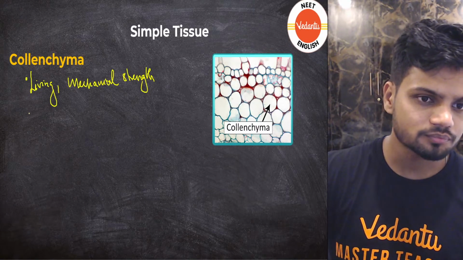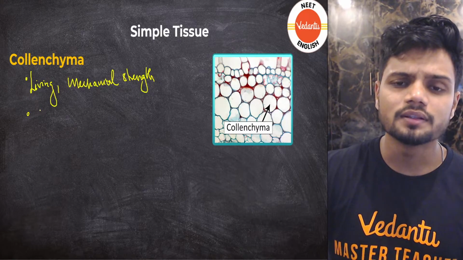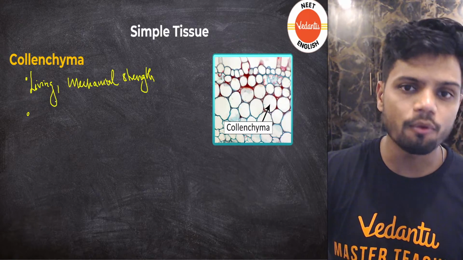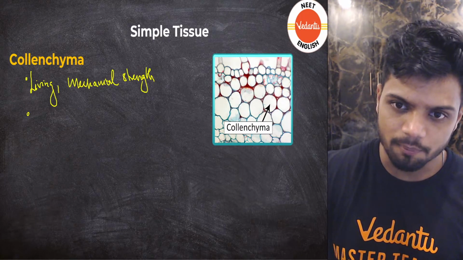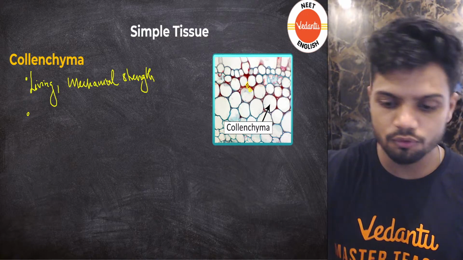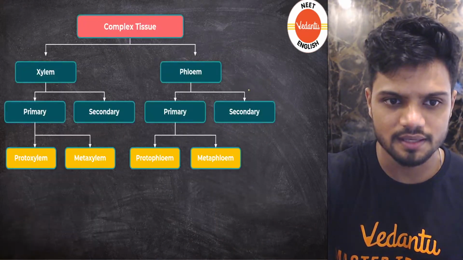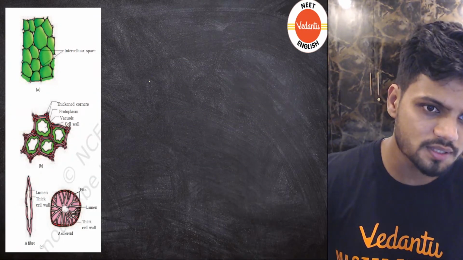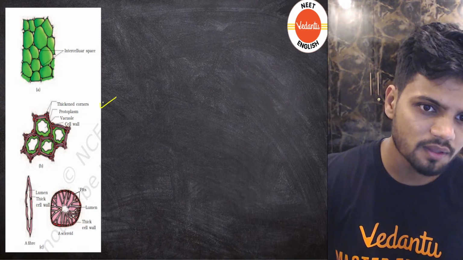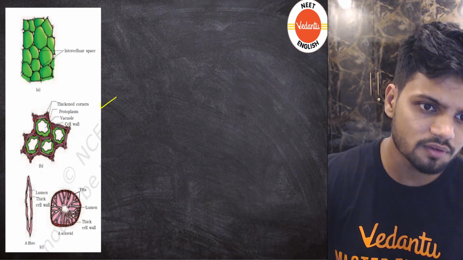Now, in the case of collenchyma, there are depositions at the sides. Can you see here? Depositions on the side. If you look at your NCERT diagram also, can you see your depositions? Thickened corners, can you see? Thickened corners here. Everywhere thickened corners.